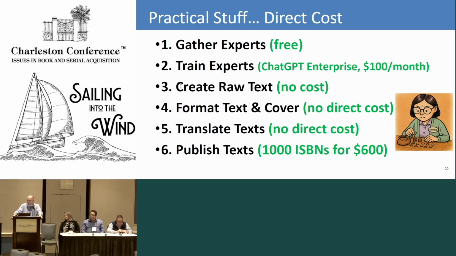And nobody's doing it for the money. They're all doing it for the cause. But then to translate, no direct cost. Staff time, but no direct cost in formatting. We buy 1,000 ISBNs at a time, and that's $600.